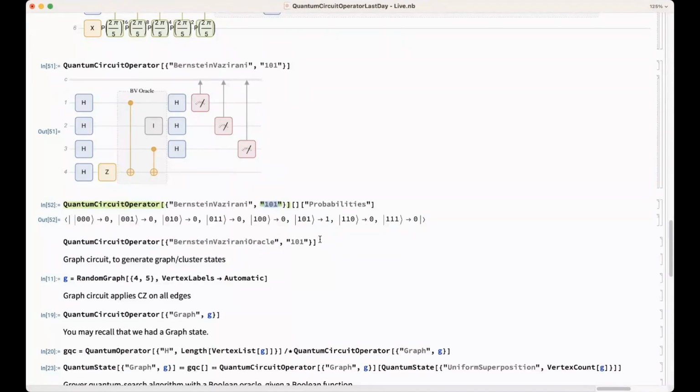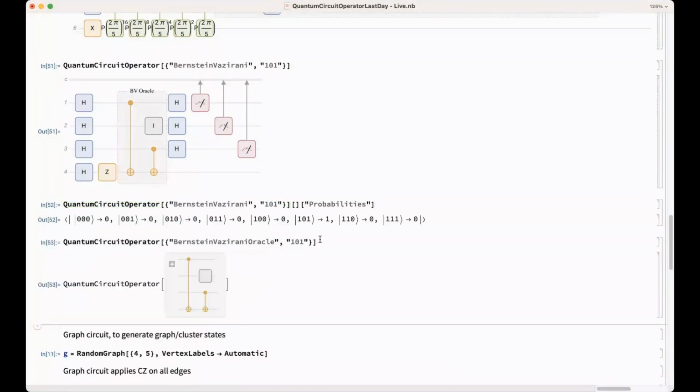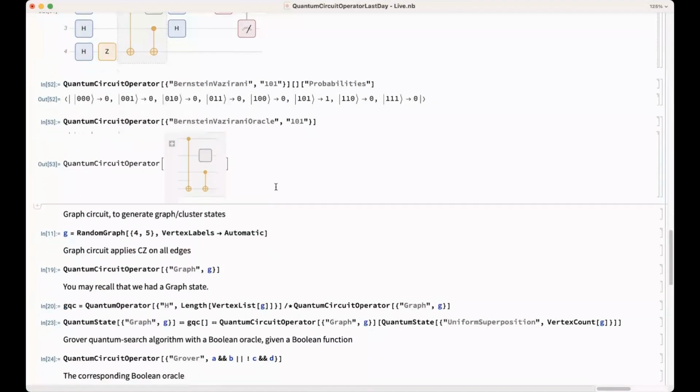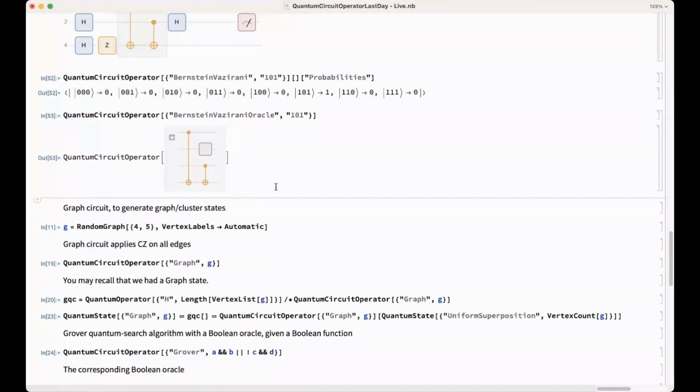Okay, for most of these named circuits, not all of them, we also have the corresponding oracle. The oracle is usually the name you would see; in Grover, we also have it. It is the name of that circuit followed by the oracle at the end. So that's basically how you can get the corresponding oracle.